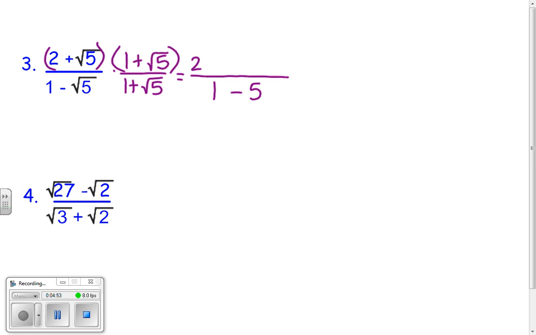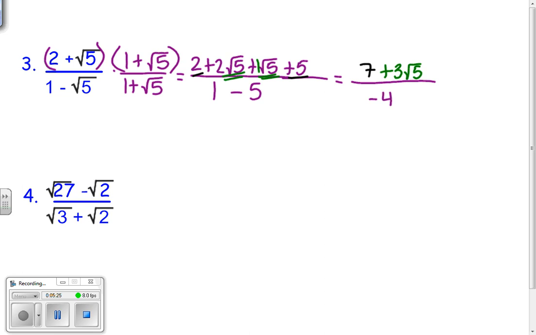2 times 1 is 2. 2 times √5 is a 2√5. Root 5 times 1 is another root 5. And root 5 times root 5 is just 5. Combine your rationals first. 2 plus 5 is 7. 2 root 5 plus a 1 root 5 is a 3 root 5. And on the bottom, 1 minus 5 is negative 4. Put it all over a common denominator, and that gives you negative 7 over 4 minus 3 root 5 over 4. Neither of which can be reduced.